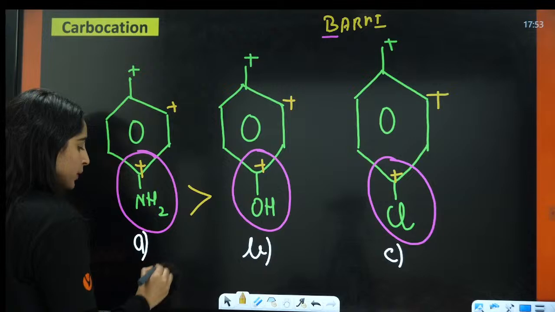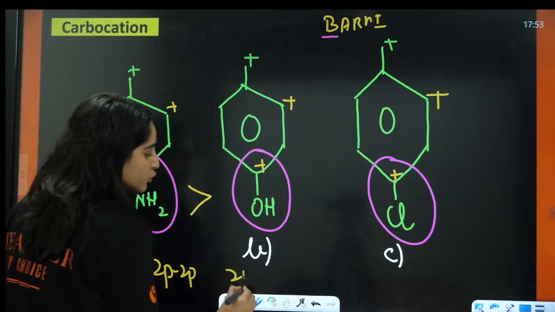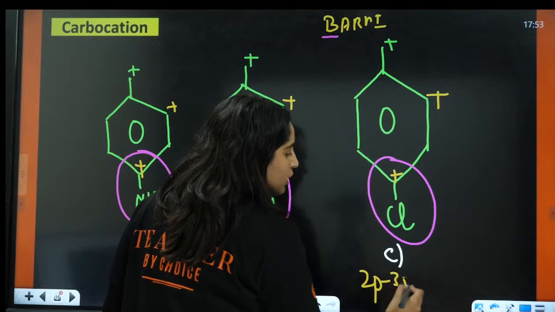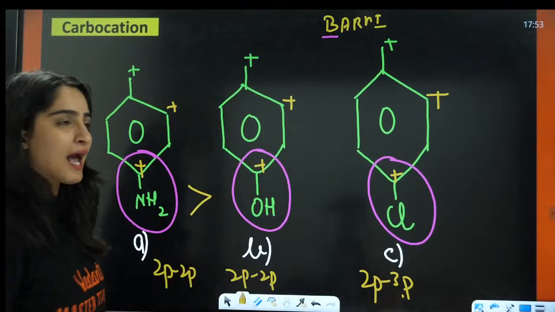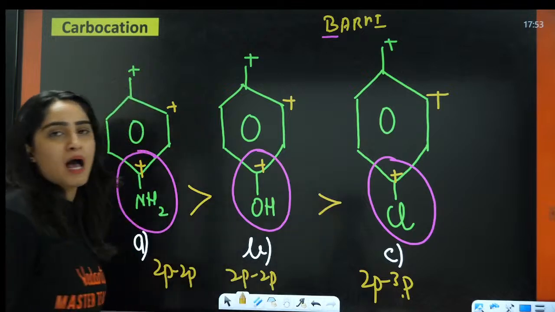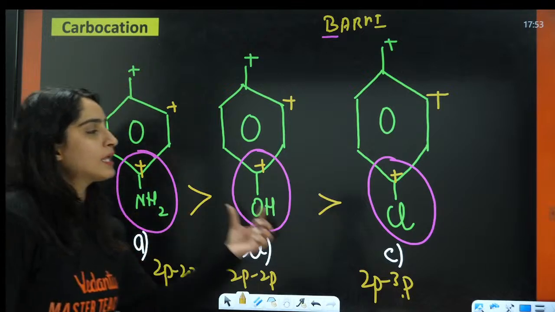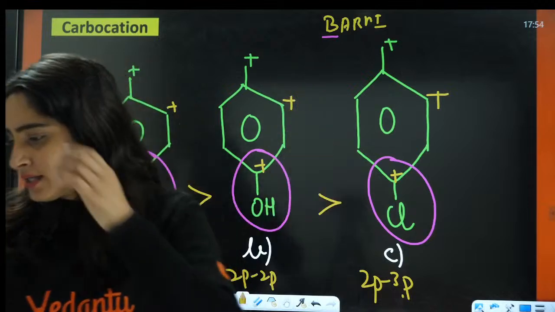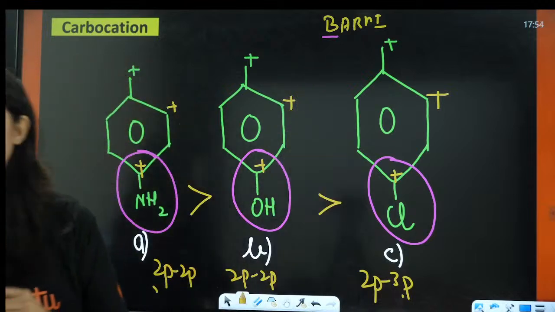Here also you have 2p. Here also you have 2p. But in this case, you have 2p, 3p. So overlapping will be very weak and this will not have a very good back bonding. So order is A, then B, then C. Understood everyone? Tell me. Have you understood this concept?